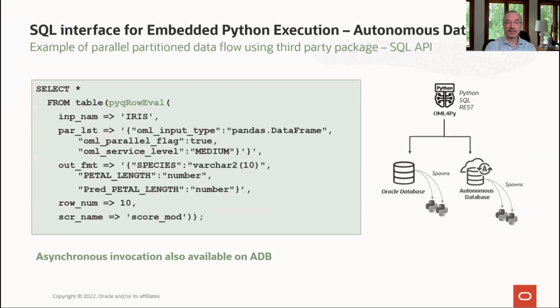Now here's the corresponding SQL invocation using PyQ Roweval. You'll see some familiar parameters from the previous example. We have the data, iris, what the output should look like, specified as a JSON string, the number of rows to feed each invocation, 10, and the name of the UDF in the script repository, again, scoremod, but as a string. The second argument to Roweval is the parameter list. It's also a JSON string and specifies that the input is a pandas data frame, that we want parallelism, and since this is on Autonomous Database, we want to use the medium service level to provide parallel compute resources.